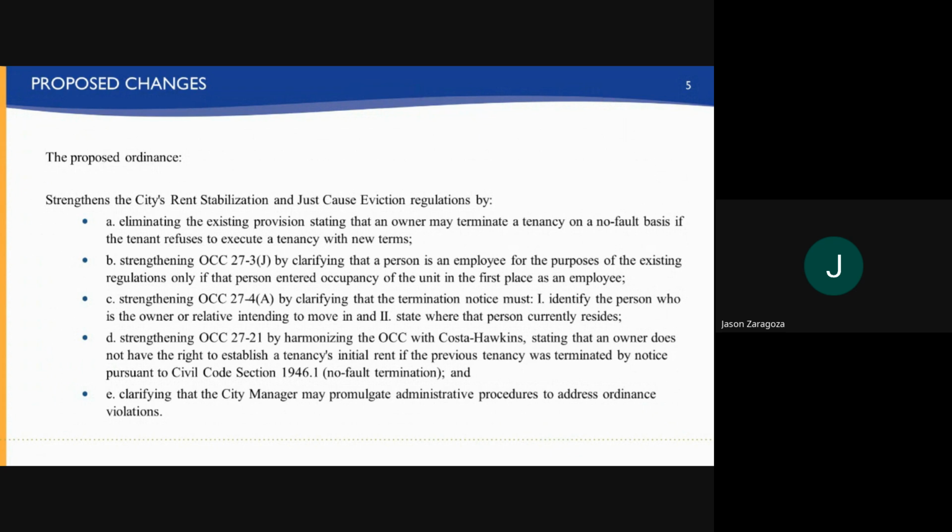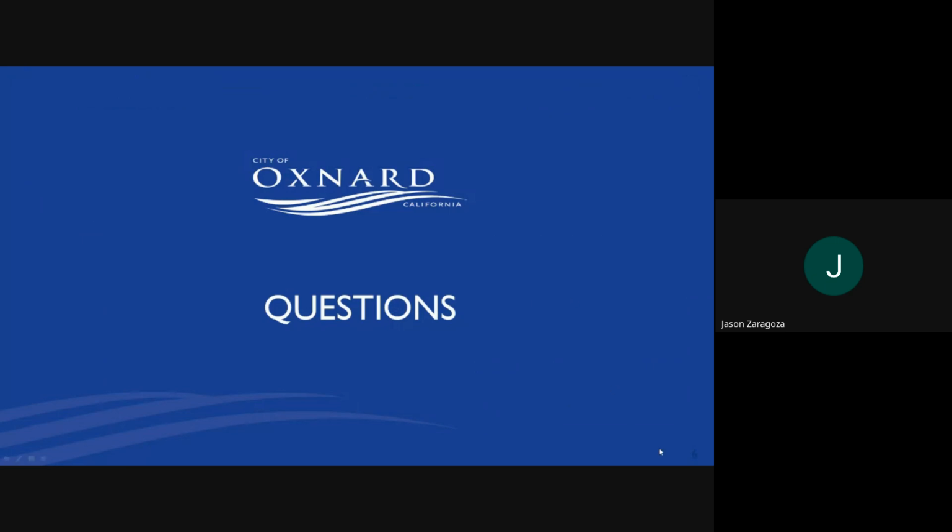Each of these updates to the city code regarding rent stabilization and just cause eviction regulations are being proposed, one, because there have been updates to California state law in this field. Two, now that the program has been underway for some time, the staff has recommended these changes based on past practice and experience as well. And with that, I'm open to any questions.